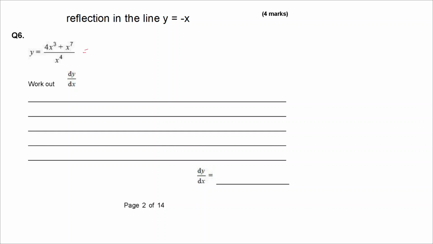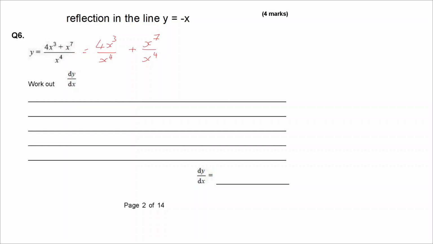All I've got to go and do is rewrite this fraction as 4x cubed divided by x to the 4 and add on x to the 7 divided by x to the 4. I've just broken up this singular fraction into two parts, okay? Because if you put this together again, you would go back to this.